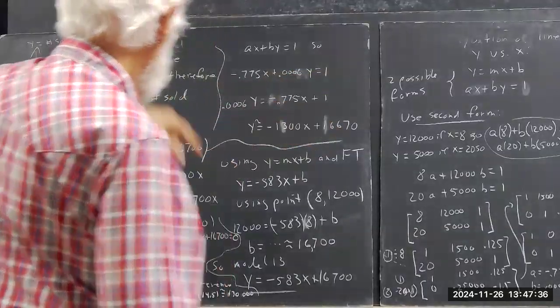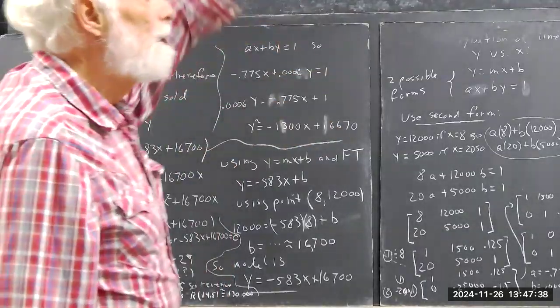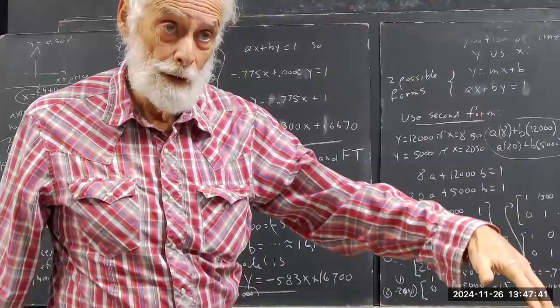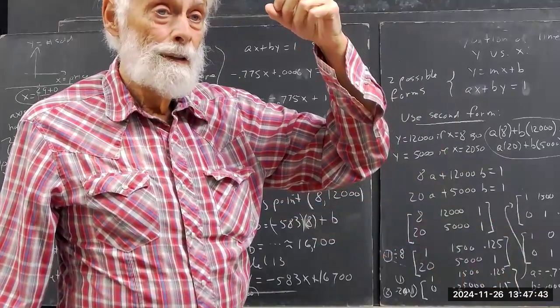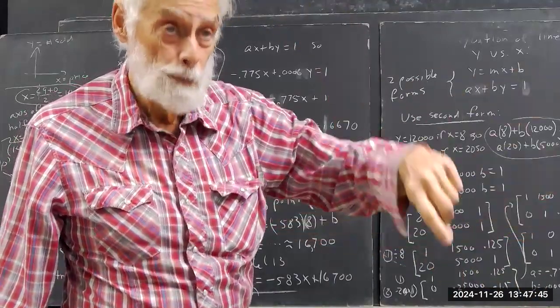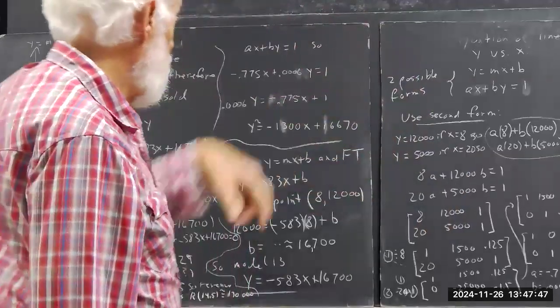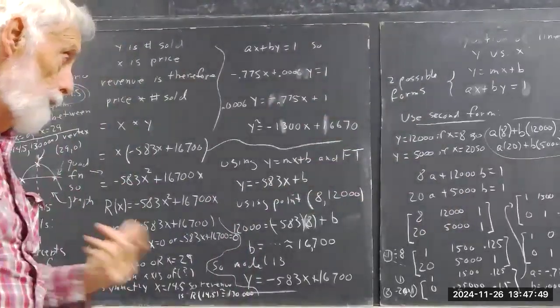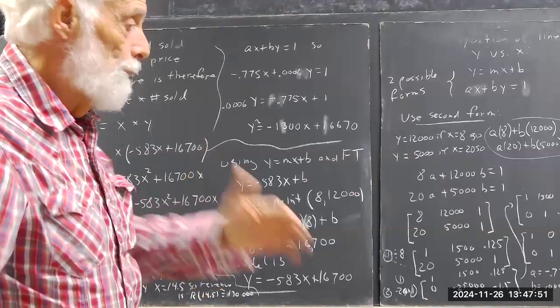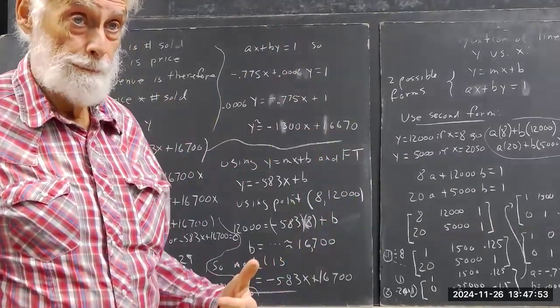From the front and back of this one. Anyway, 2 points give us a straight line. It tells us how many we sell versus what we charge. That's our revenue function. That's a quadratic function we easily graph.